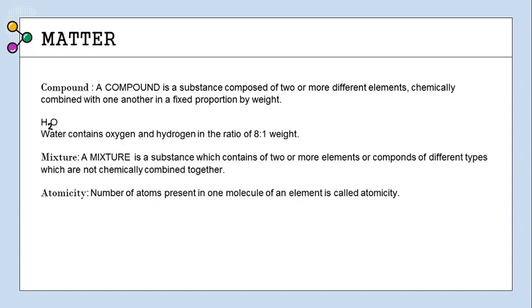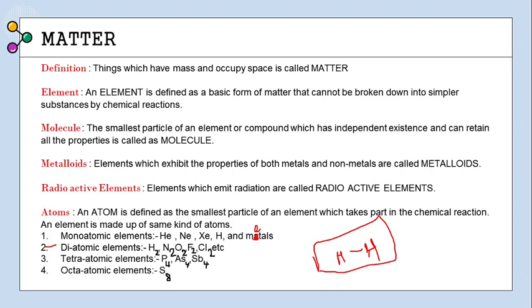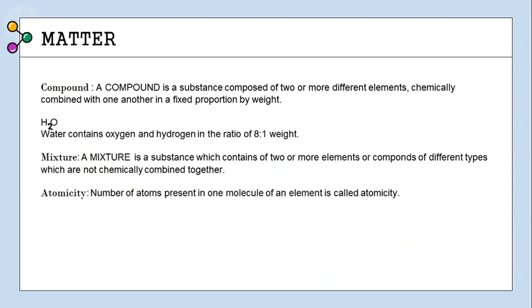Ozone, O3, has 3 atoms in it, so its atomicity is 3. Phosphorus is P4, which has 4 atoms, so its atomicity is 4. S8 is sulfur, and its atomicity is 8. So it's very easy. The number of atoms present in an element is called its atomicity.